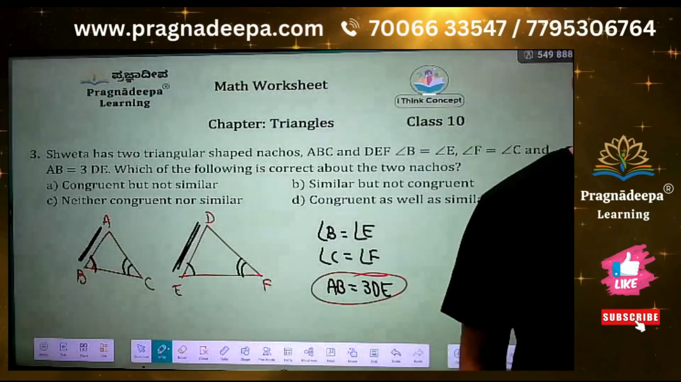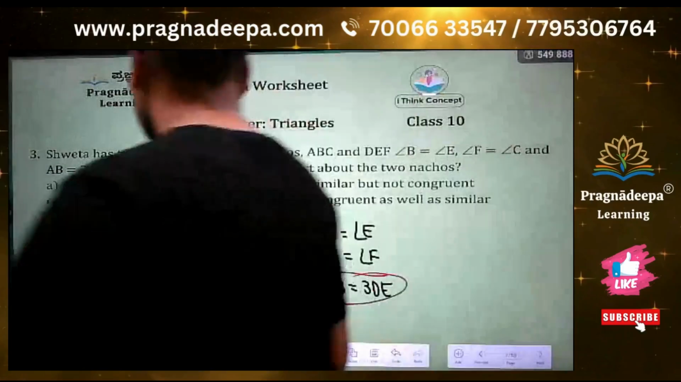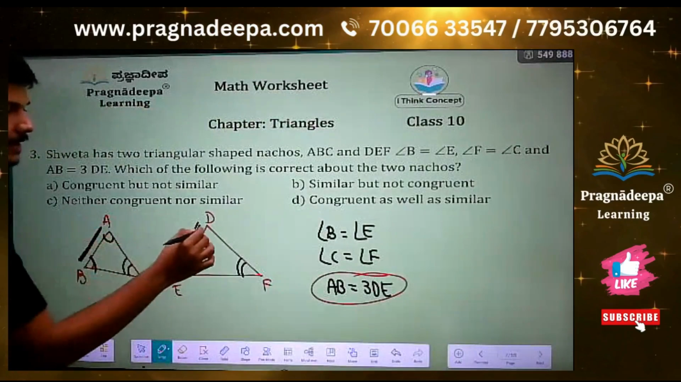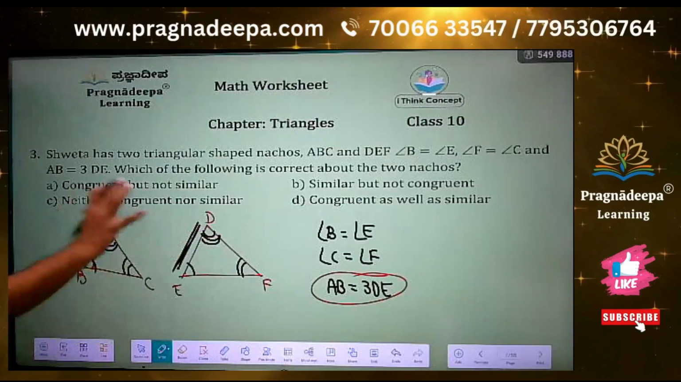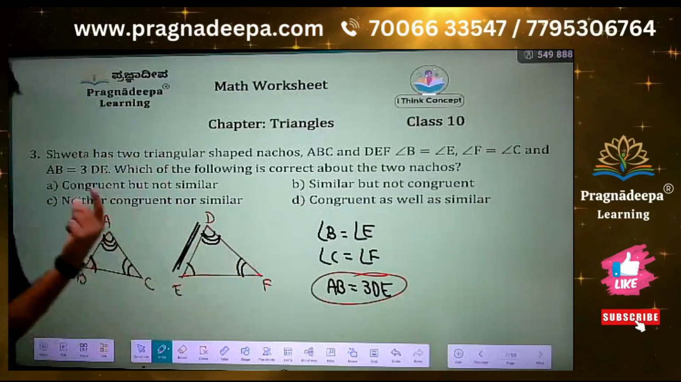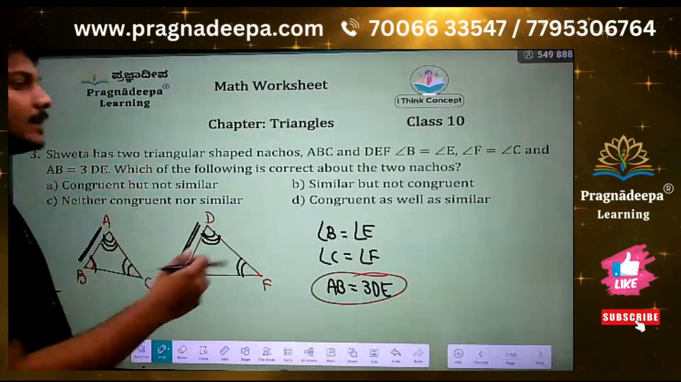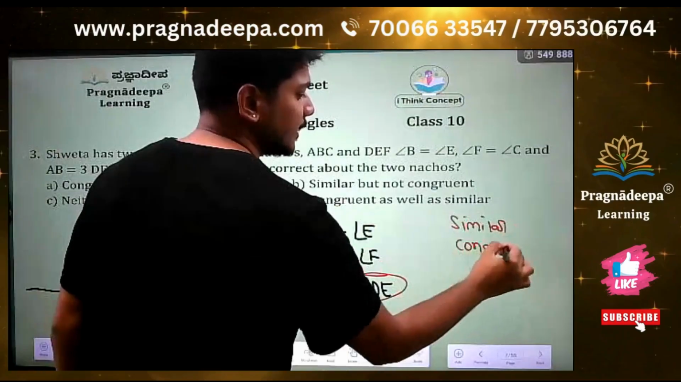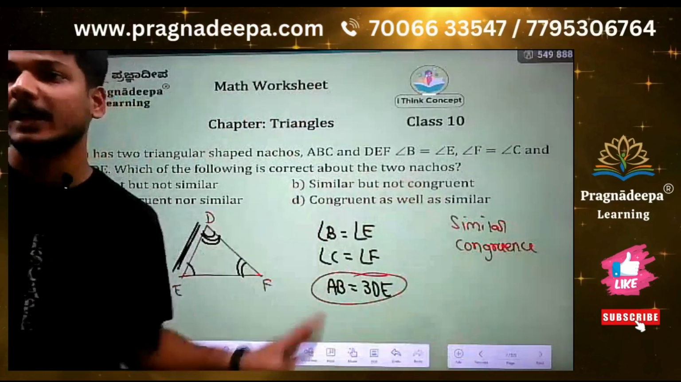We have not yet studied the AA criteria, right? So observe here. By the angle sum property, since these two angles are equal, angle A is equal to angle D. So corresponding angles are equal: angle B equals angle E, angle C equals angle F, angle A equals angle D. This is the first condition for both similarity and congruence, and it is satisfied.